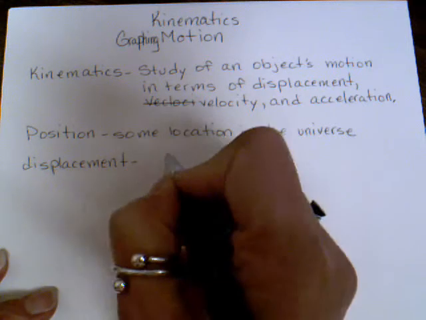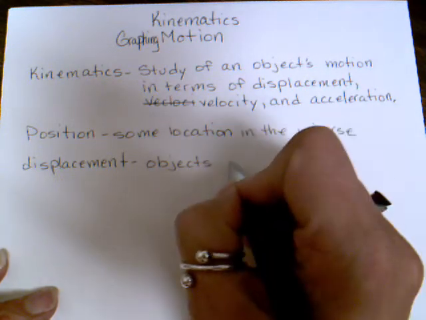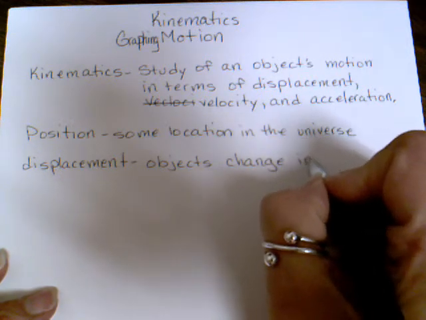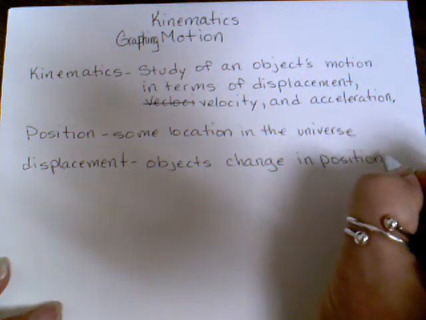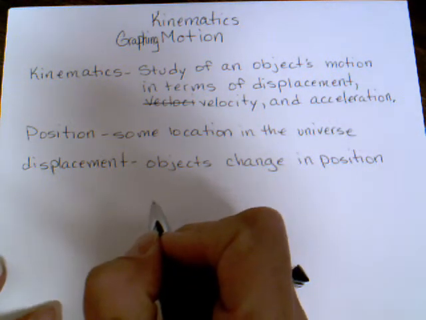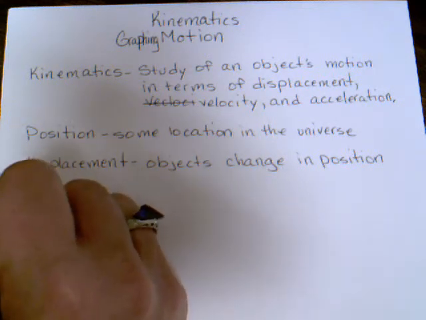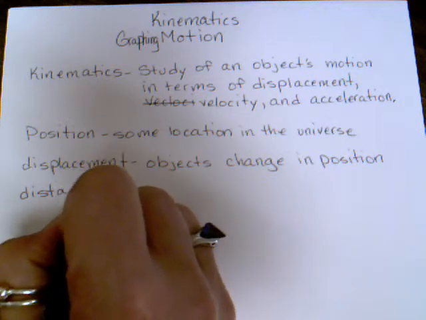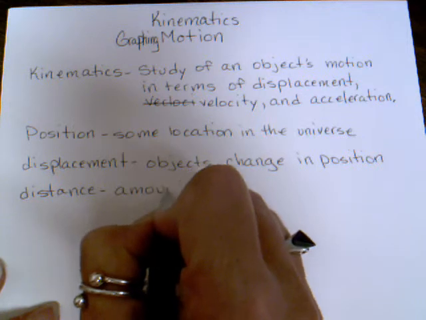Let's talk about displacement. Displacement is the object's change in position, which is different than distance. They sound the same, but they're not. Distance is the amount traveled.